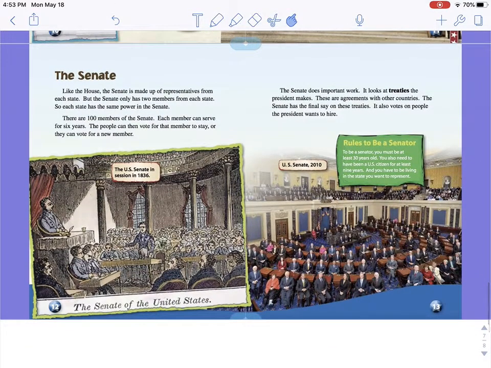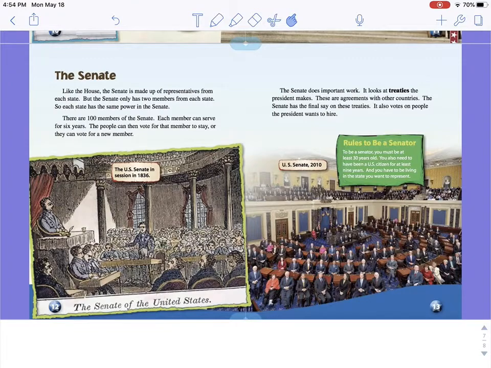The Senate. Like the House, the Senate is made up of representatives from each state. But the Senate only has 2 members from each state. So each state has the same power in the Senate. There are 100 members of the Senate. So if there are 50 states and each state has 2 members, that makes sense, right? 100 members. Each member can serve for 6 years. The people can then vote for that member to stay, or they can vote for a new member.